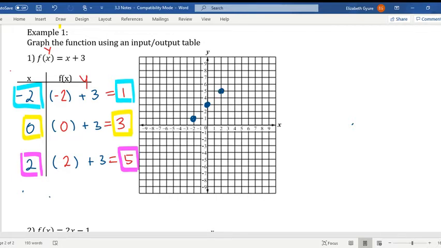And then you see these 3 dots are in a nice row. You can connect these with a nice straight line. At either end of your line, you need arrows. Lines do not end, so make sure you put an arrow. And there's your first line.